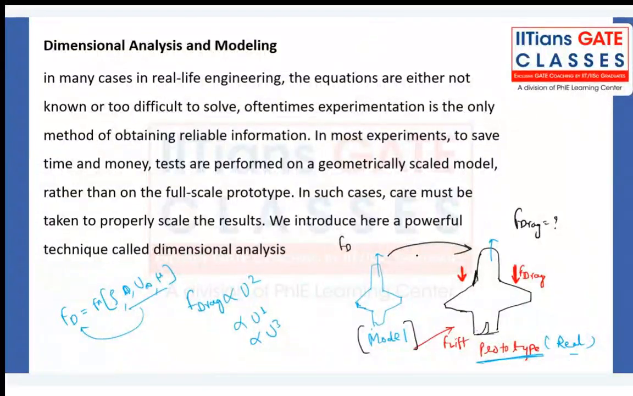In many cases in real life engineering, the equations are either not known or are too difficult to solve. Oftentimes, experimentation is the only method of obtaining reliable information. In most experiments, to save time and money, tests are performed on a geometrically scaled model rather than a full scale prototype. In such a case, care must be taken to properly scale the results. So here we introduce the powerful technique called dimensional analysis, so that we can apply the results which we obtained from the model to the prototype.